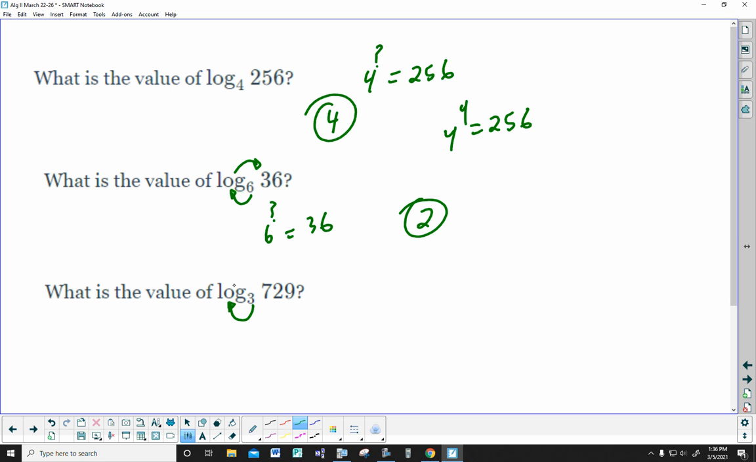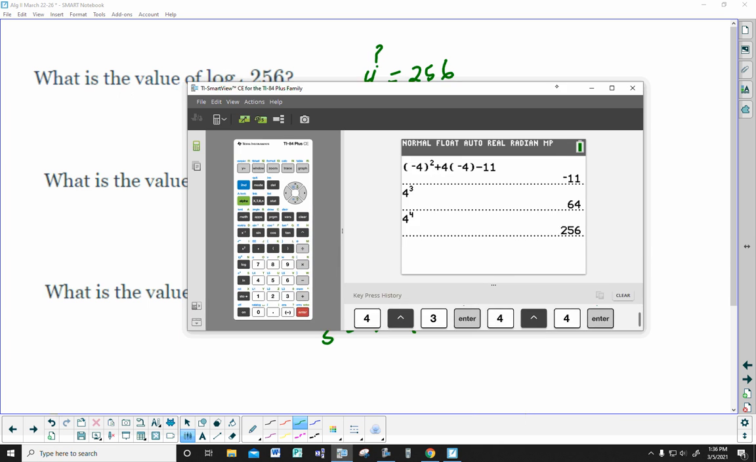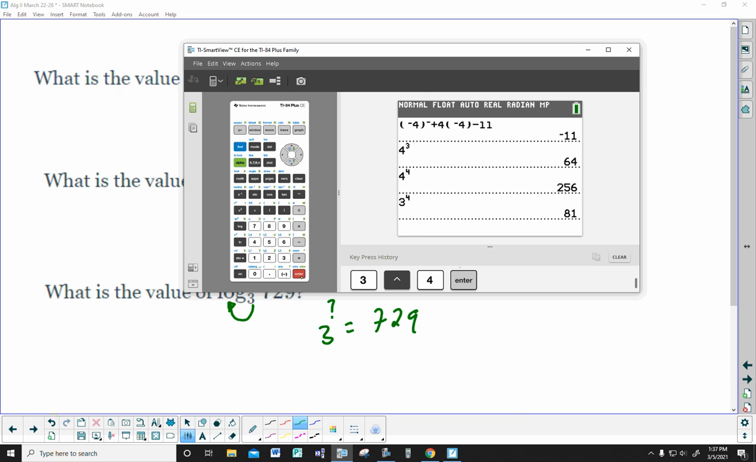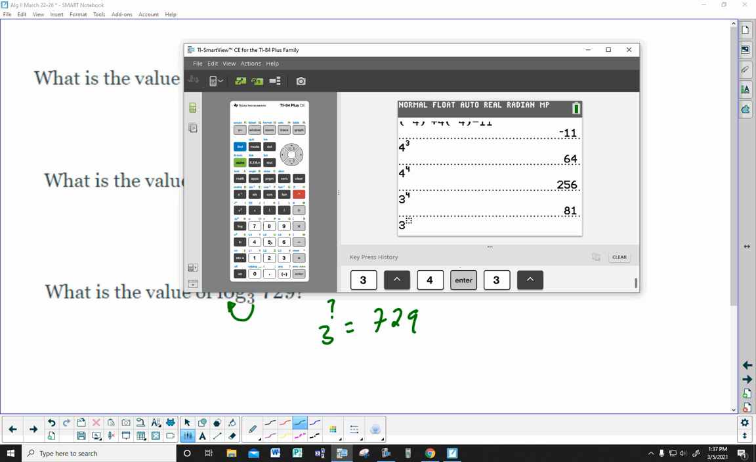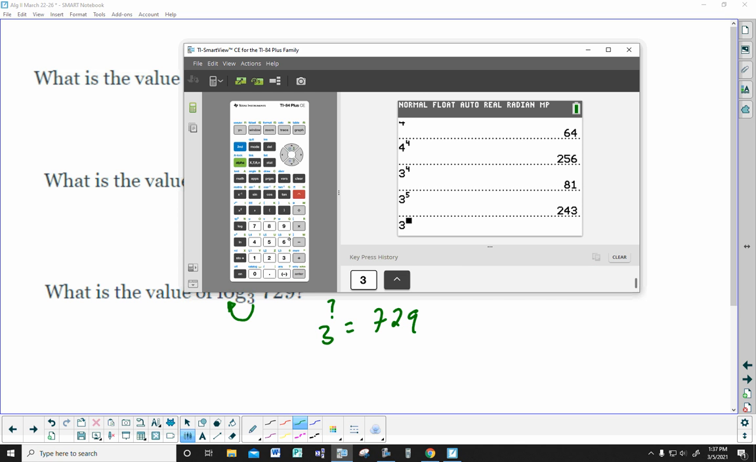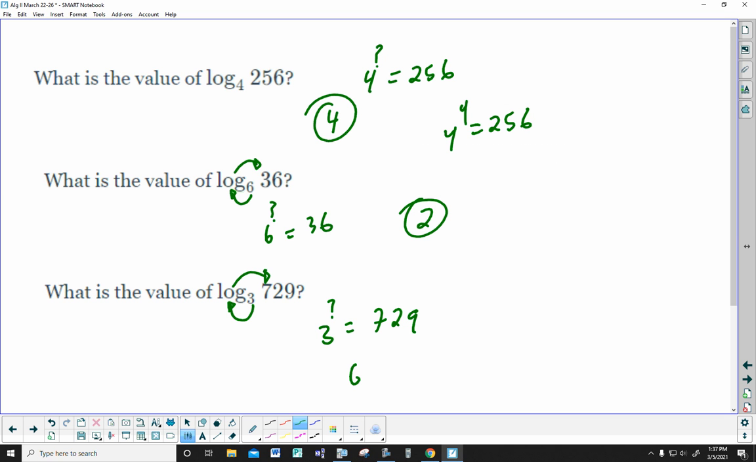3 to what power is 729? I'm not sure I know, so let's type it in the calculator. Let's check. So again, what I'm looking for is... there we go. 3, how about to the 4th? No. 3 to the 5th? No, it's 729. So 3 to the 6th. There you go. So I guessed and checked. The answer is 6. I'm looking for the exponent on 3 that gives me 729.